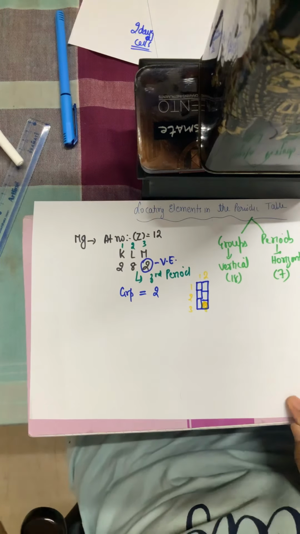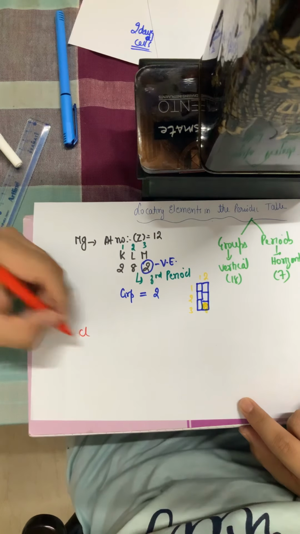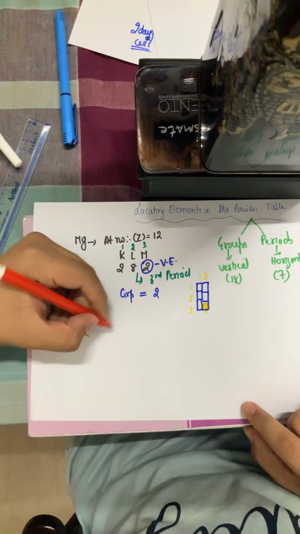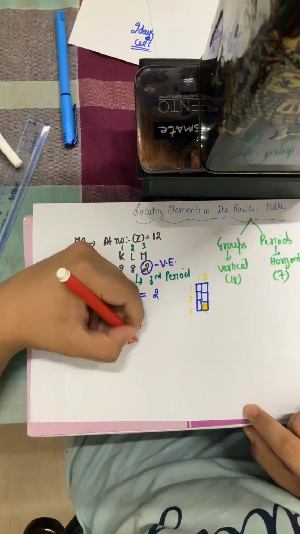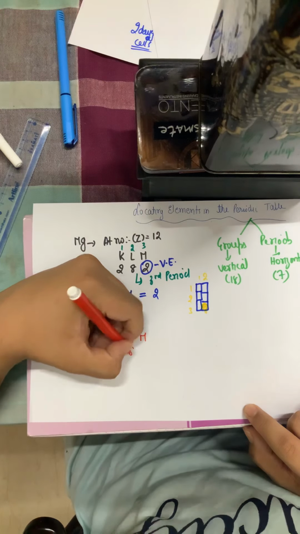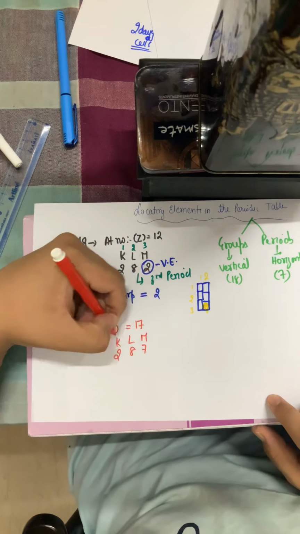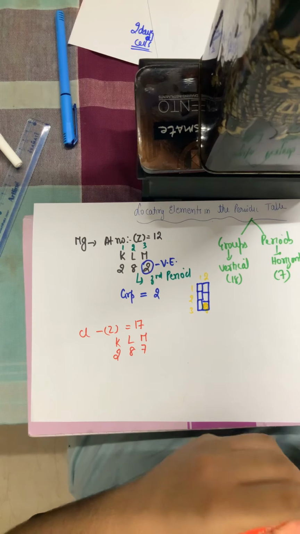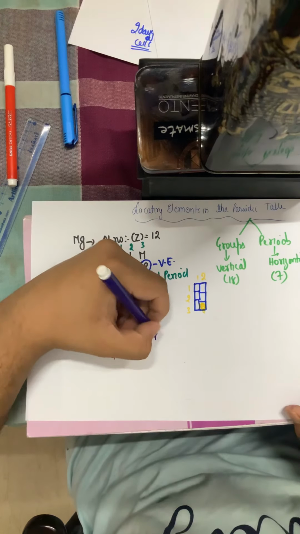I take another example with which it will be clearer. We take the element chlorine. Chlorine has the atomic number of 17. So Z for chlorine is 17. So if I write the electronic configuration, 2, 8, 7. Period is very clear. There are 3 shells. So we can easily see from this that there are 3 shells. 1, 2, 3. So period becomes 3.